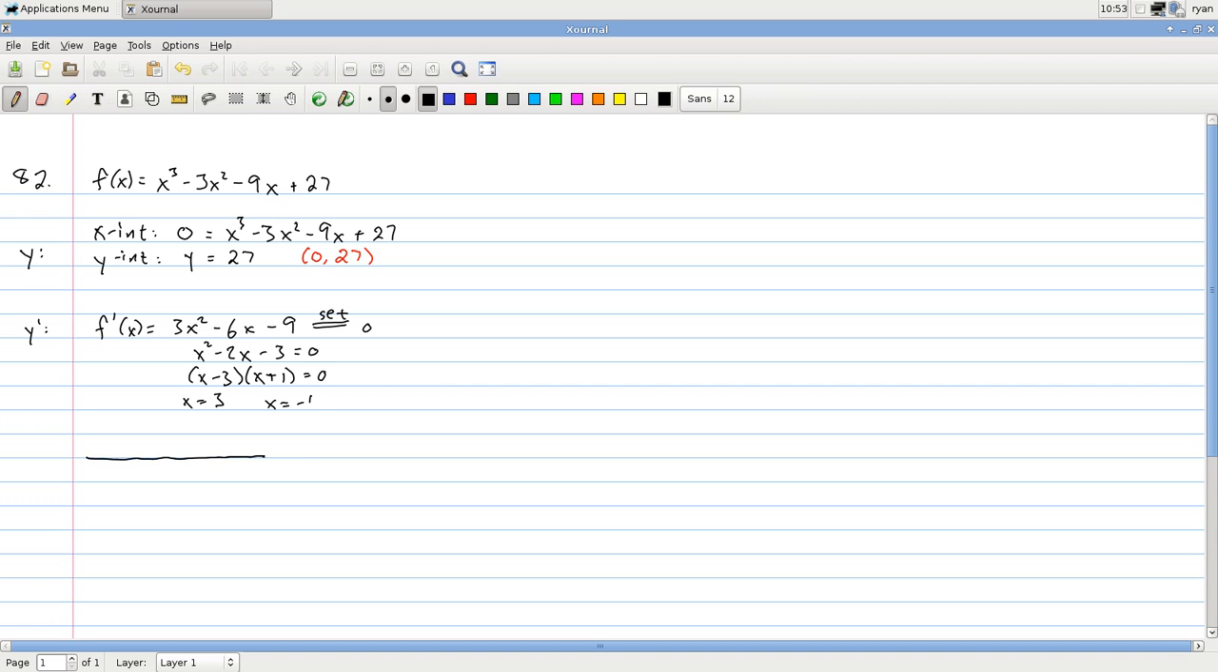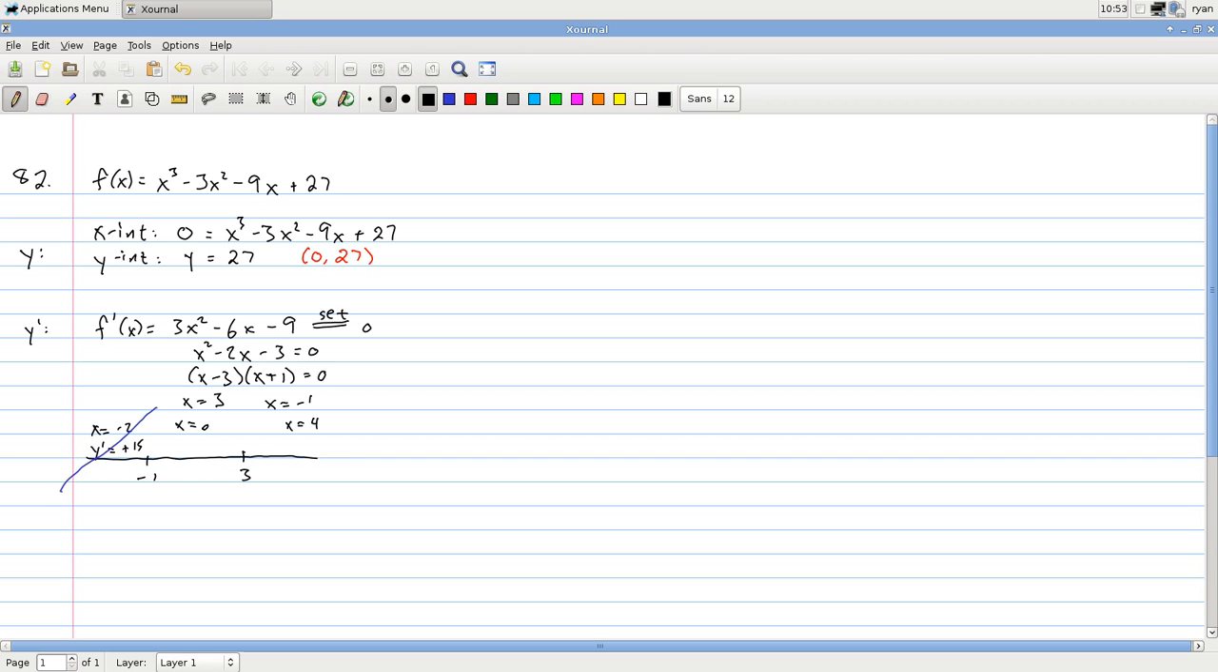Now to set up our intervals of increase and decrease, we've got x equals 3, x equals negative 1. Let's pick some test points in each one of these intervals. So to the left, I'm going to pick x equals negative 2. Between the two of these, x equals 0. And over to the right, say x equals 4. Our derivative then, if we plug negative 2 into the derivative, we get positive 15, which tells us that the function is increasing.